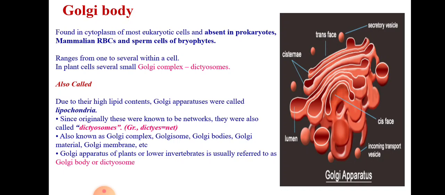This is the structure of the Golgi body. It has one face called the cis face, and another face called the trans face. This is the cis face, and this is the trans face. This is the lumen, and this is the incoming transport vesicles. There are two kinds of vesicles: the incoming transport vesicles, as well as the secretory vesicles.